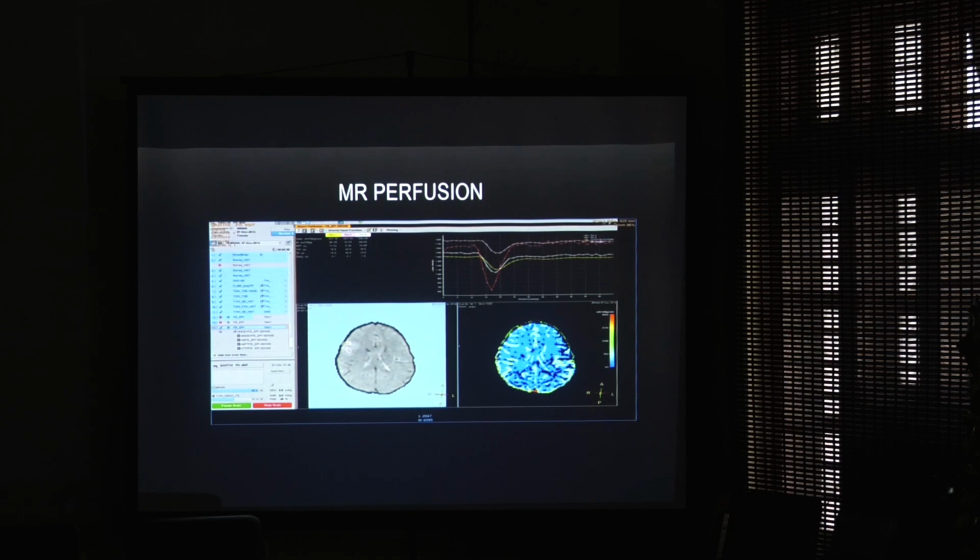There is a sequence called MR perfusion, which assesses the microvasculature of the lesion, and by assessing the perfusion values, we can differentiate an infection from a tumor. We can classify the tumor whether it's low grade, intermediate grade or high grade. We can differentiate benign from malignant lesions, etc.